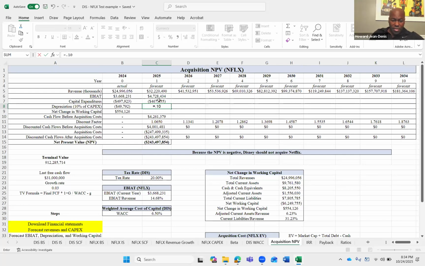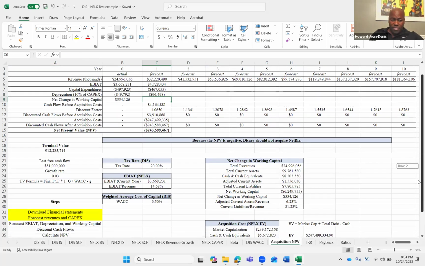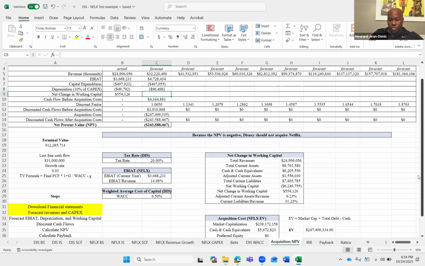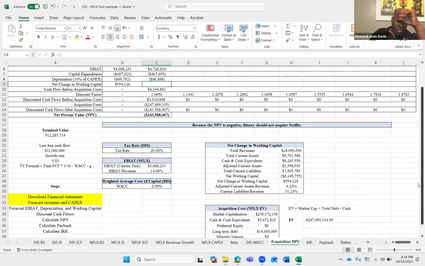the straight line method saying 10% of capital expenditures. But instead, what we're gonna do is after we do that, we're gonna add the previous year, right? And then finally, if you see what's left is the net change in working capital. So you'll see here this table, you can easily just start doing the math here, or you can create another tab.